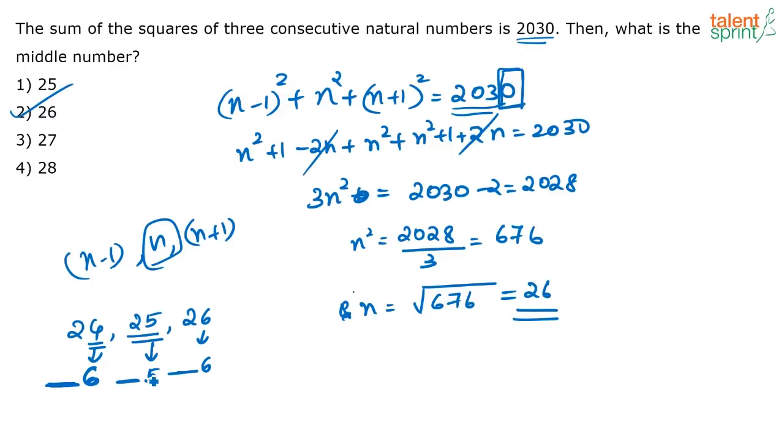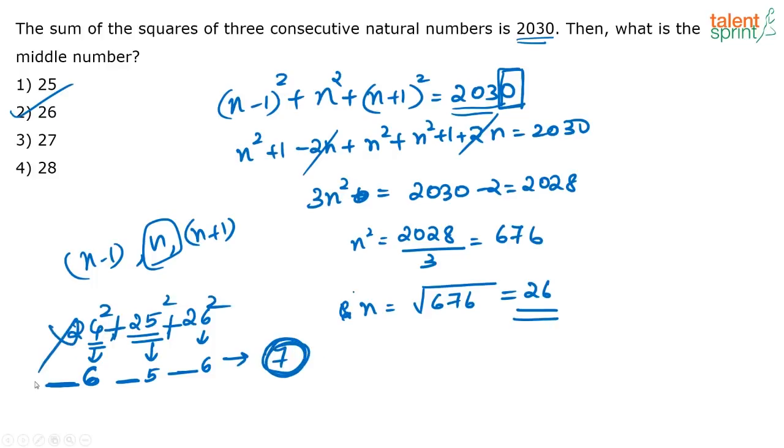So now let me add the digits in the units place. What do I get? 6 plus 5 plus 6, that is 11 plus 6, that is 17. So 7 will be the last digit, right? When I add 24 squared plus 25 squared plus 26 squared. I don't want the last digit to be 7, it has to be 0. So this option is not correct.